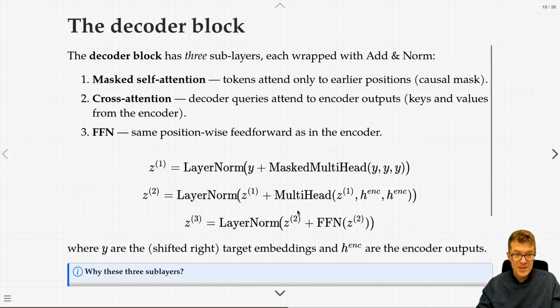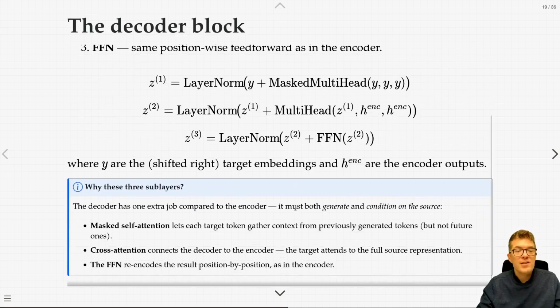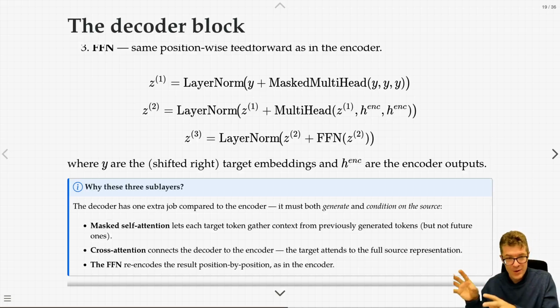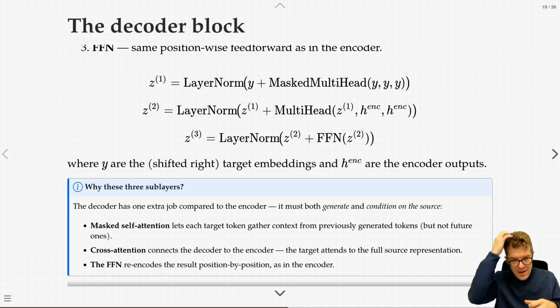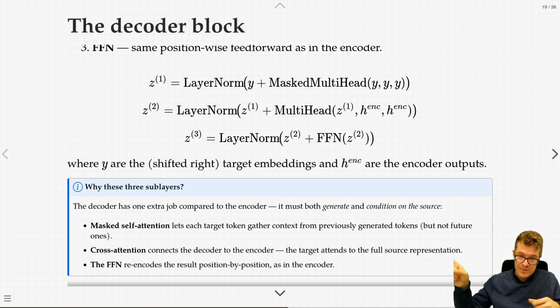So that's essentially it. We have these 3 sublayers. So why do we have these 3 sublayers? The decoder had 3 sublayers because it had one extra job compared to the encoder. The encoder just had to represent itself. So I want to have a good representation of my text. But I want to start producing output now. Maybe I want to respond to the user. I want to translate something, whatever the output's going to be.